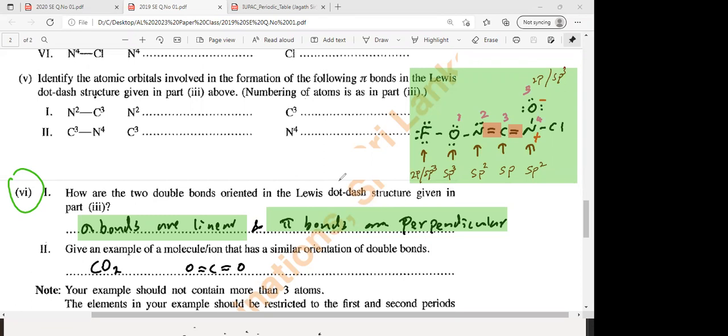You might think, sir, it's there in the same line. No, carbon dioxide is a linear molecule. I'm talking about the overlapping of the orbitals, their orientation in space. Otherwise the molecule is linear, with a bond angle of 180 degrees. But the orientation will be different. This is about orientation.